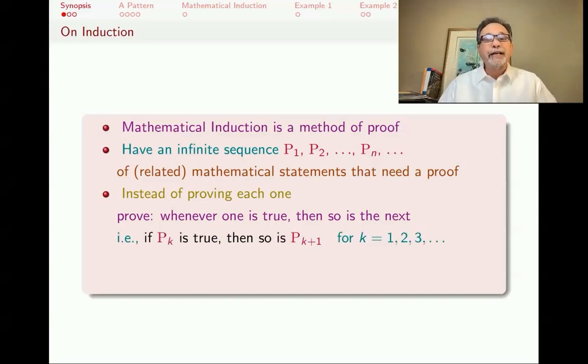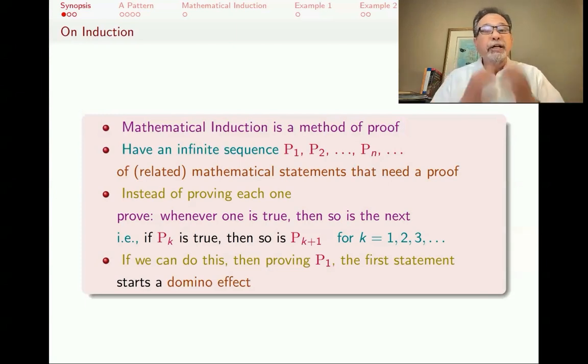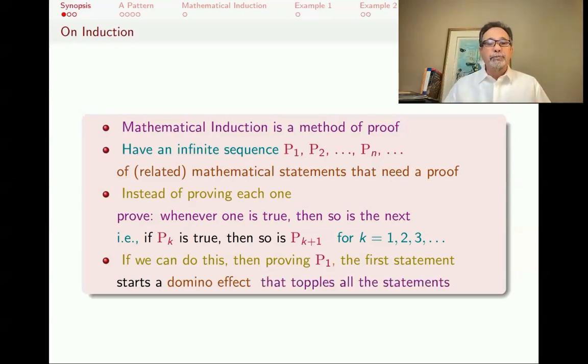If you can prove that if Pk is true, then Pk plus 1 is true, and you can do that for all k, then if you also prove P1, the first statement, a domino effect will set in. Since you have proved P1 is true, and you know that if anything is true, the next one is true, since P1 is true, P2 must be true. If P2 is true, P3 must be true. If P3 is true, P4 must be true. If P4 is true, P5 must be true, and so on. And all the statements must be true. So that's one way of thinking of mathematical induction.